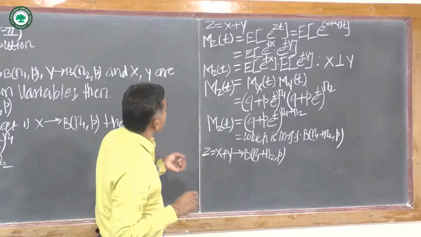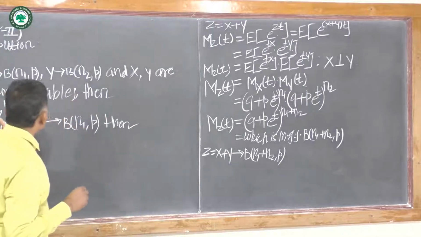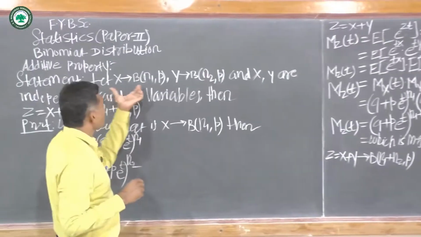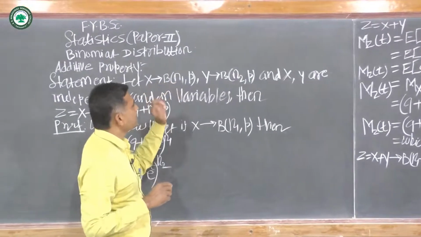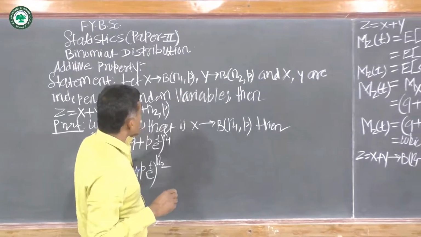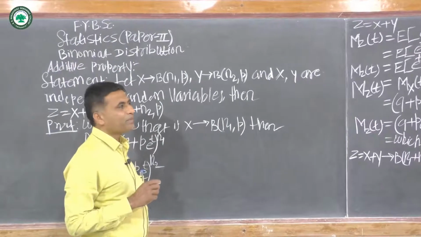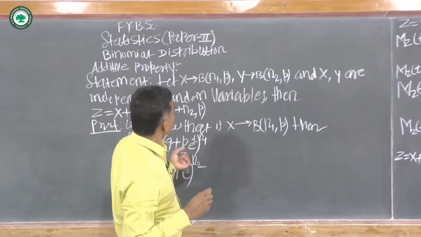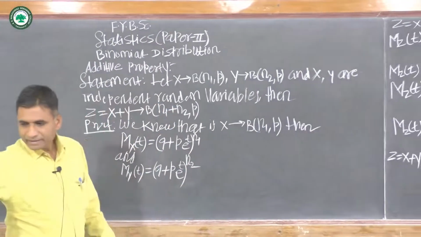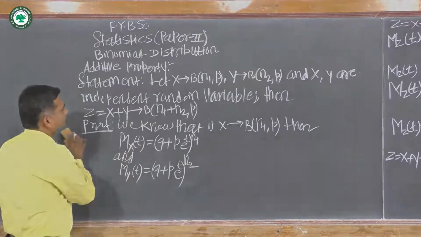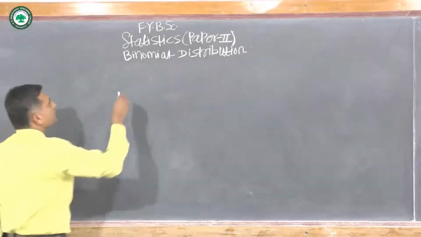Here we proved the additive property of binomial distribution for two random variables only. Now this property can be extended for n random variables. Okay, now we see one example.